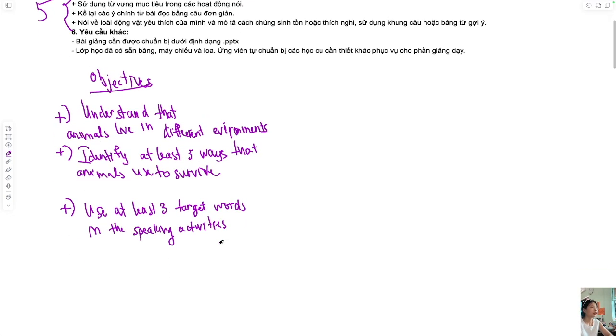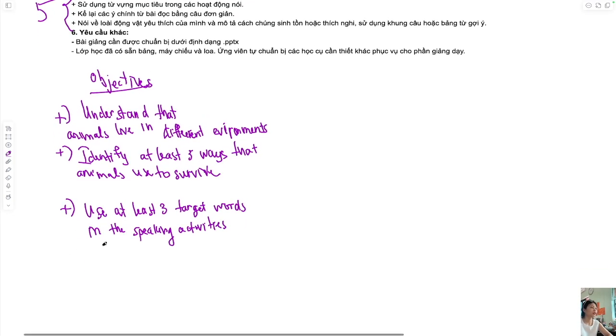And the fourth one is retell. I believe I use the word retell is correct. Retell the main idea of the reading, that seemed to be too much of the reading.